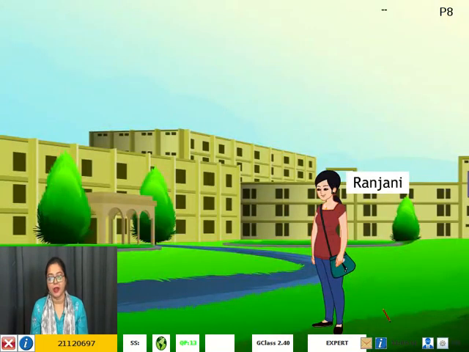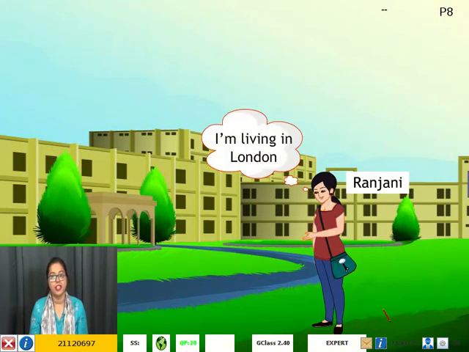Now what do you see on the screen? We see a girl whose name is Ranjani. Now we'll see what she says. Before explaining what is on the screen, I would like to discuss one more important thing. Please observe carefully the conversation when something is going on in the screen. So here you are to observe the sentences said by Ranjani. What is she saying? She is saying, I am living in London.